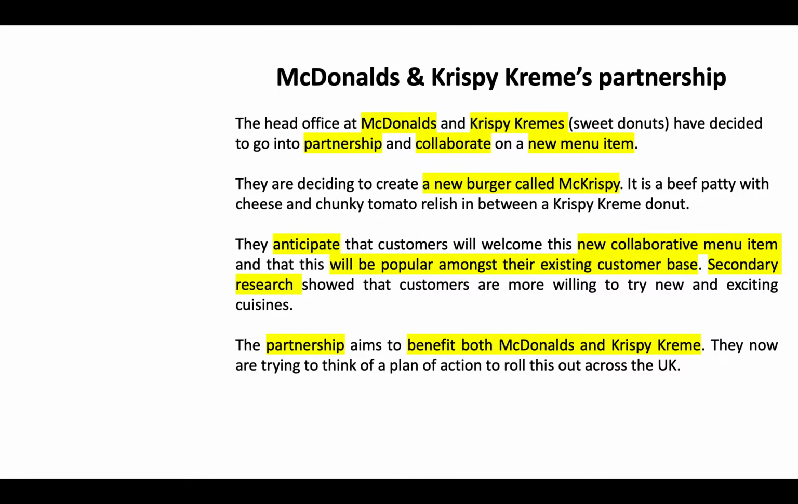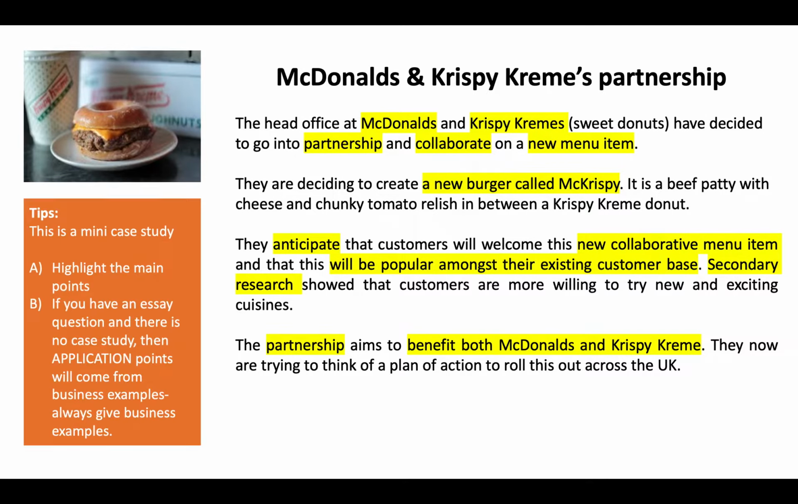Now, one way of doing this is by highlighting all the key points. So here I've highlighted all the key points, such as the business names, the fact that it's a partnership, because there may be a question around advantages and disadvantages of partnership or legal structures, the fact that the burger is called McCrispy, and I've highlighted that so I can refer to it in my question. The fact that they know or think or anticipate that customers will like this new idea and that it's telling you that it will be popular with the existing customer base. Also, the fact that it's mentioning secondary research is also an important key factor here, because you may get a question in regard to secondary research or primary research.